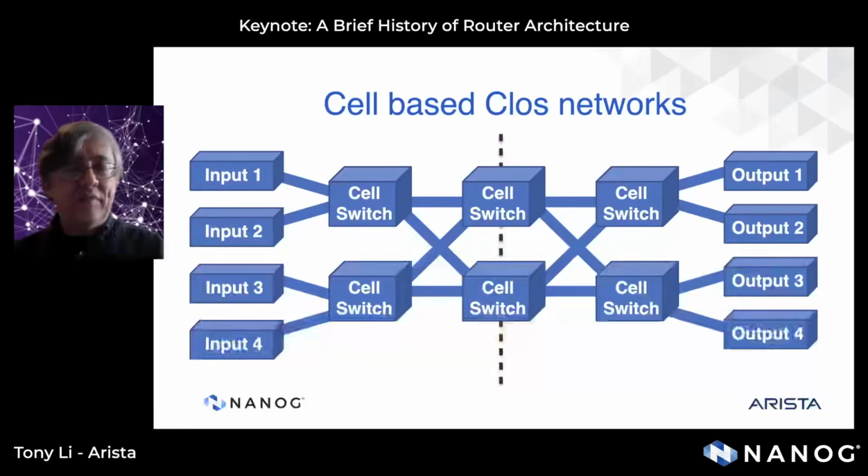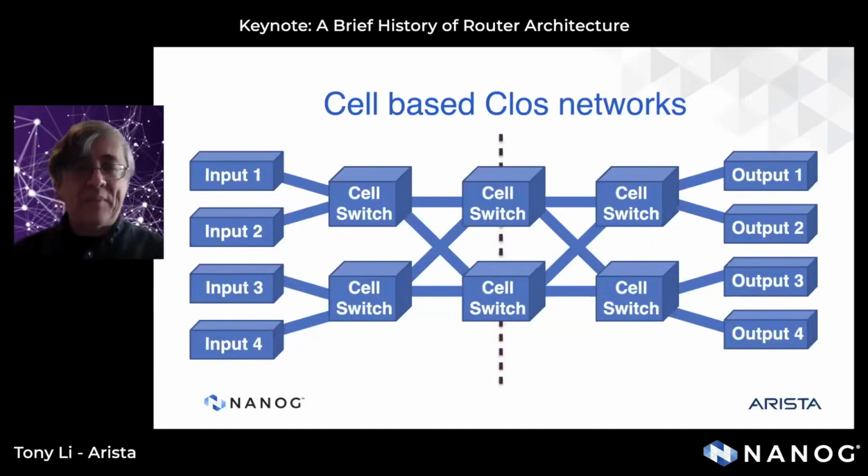In this, you see inputs on the left, cell switches peppered throughout the fabric, and outputs on the right. Why is this good? Well, this is a nice architecture because it's very redundant. If you lose anything, there are alternatives. Everything is uniform. You can always get from input to output.